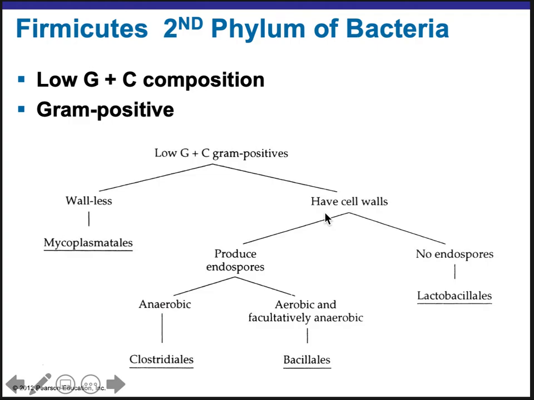On the right would be everything that we're going to actually look at. So they have cell walls, and they either produce endospores or they do not. Remember, endospores are those highly resistant and dormant structures. The bacteria are just, again, that pause button has been pushed. They're just surviving. Once they're in a good environment, they will germinate and return to the vegetative state. But while it's an endospore, it is dormant. It is not reproducing. It is not actively undergoing any metabolic function.